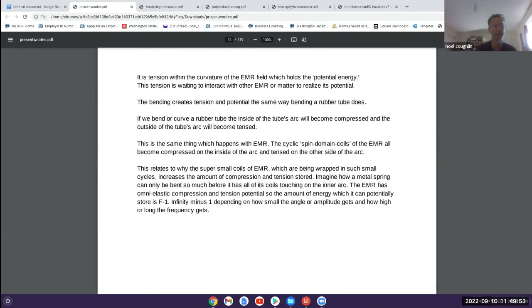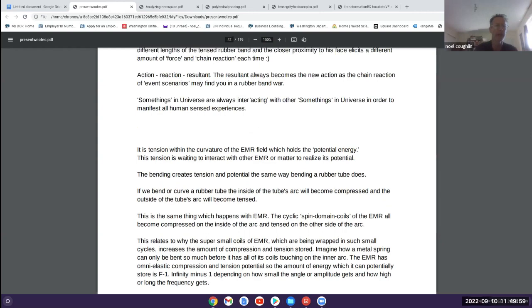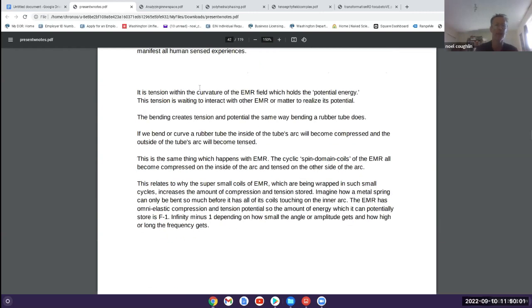Read my papers if you're interested in eloquent dispositions of that. So what's happening then is that it's tension within the curvature of the EMR field which holds the potential energy. The tension's waiting to interact with other EMR matter to realize its potential. The bending creates tension and potential the same way bending a rubber tube does.